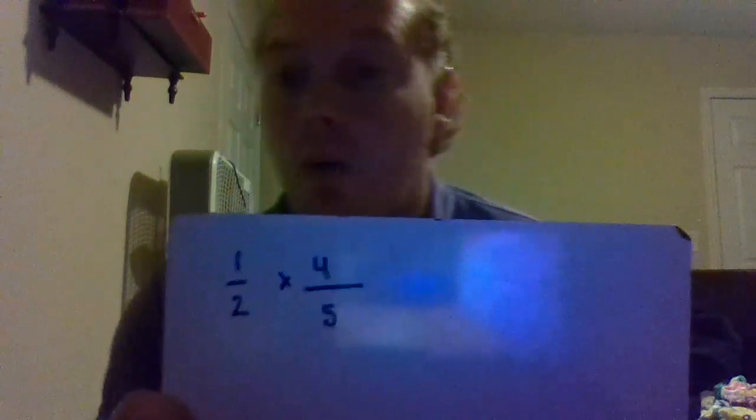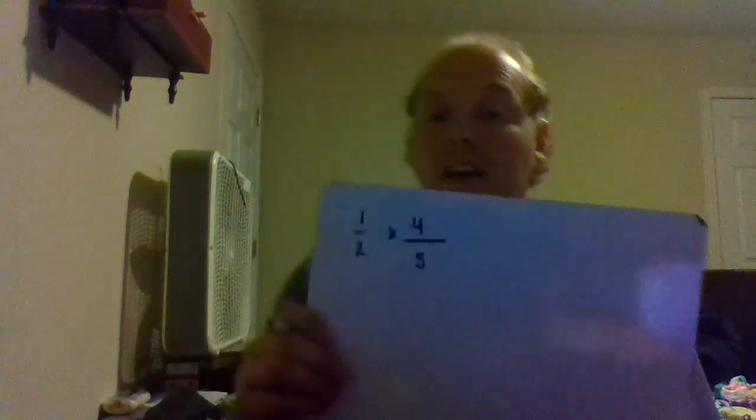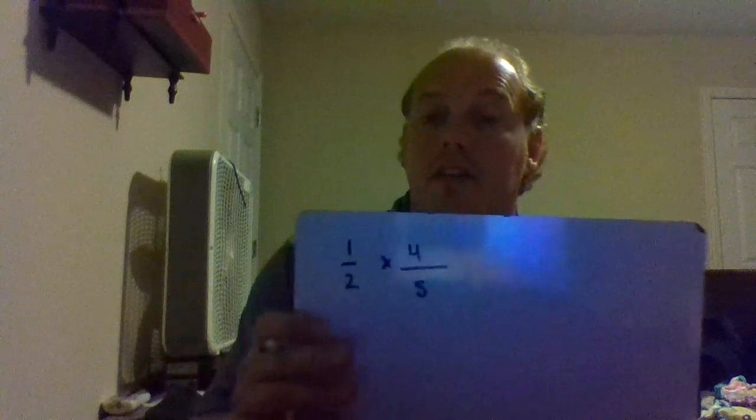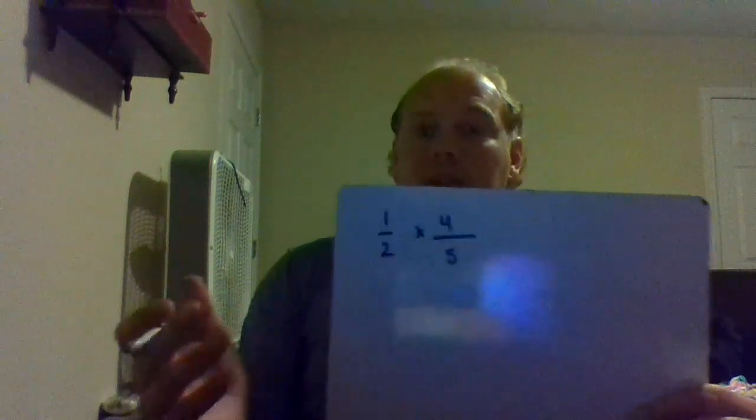So let's take a pretty basic fraction, such as 1/2. We're going to multiply it by 4/5. Now, just so I can show you that this works out, see, we've got 1/2 times 4/5. Just so I can show you that this works out the same, let's do it the long way, or the traditional way, if you will.